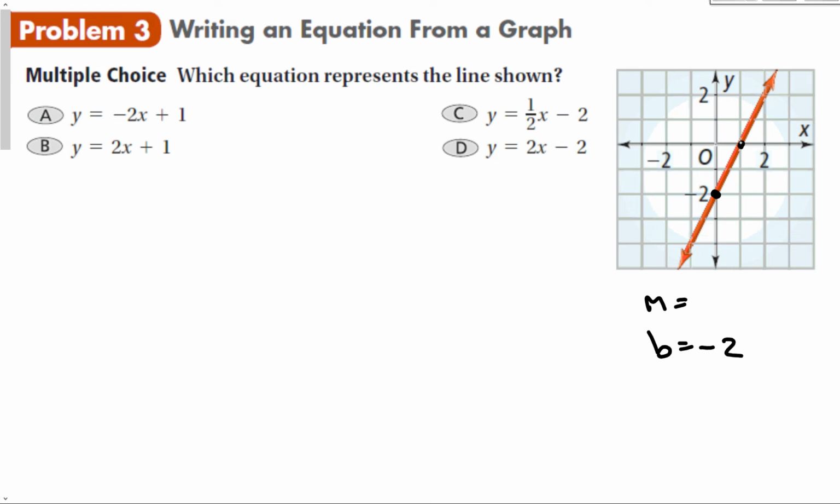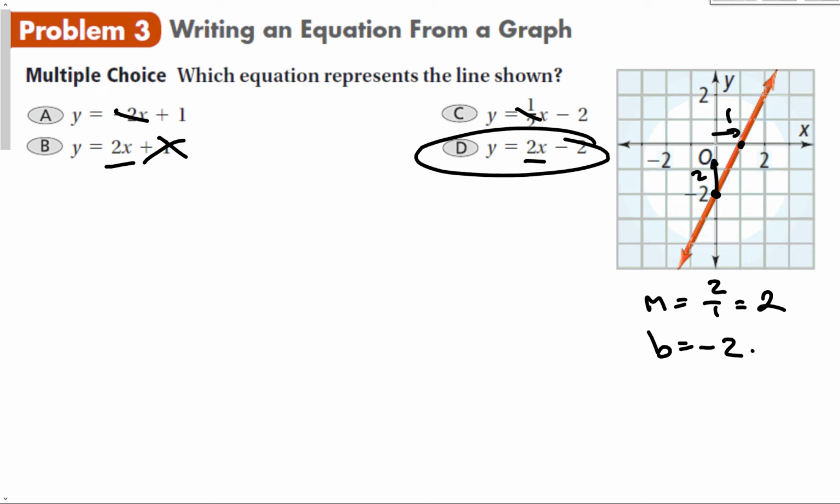But I notice that that's a nice point right there. So to go from one point to the next point, as I go left to right, I'm going to go up 2, right 1. So remember, slope is rise over run. So this would be 2/1, which would be 2. So I look through these equations, and I find something that has a slope of 2. No, yes, no, yes. And a y-intercept of -2. No, yes. Okay.